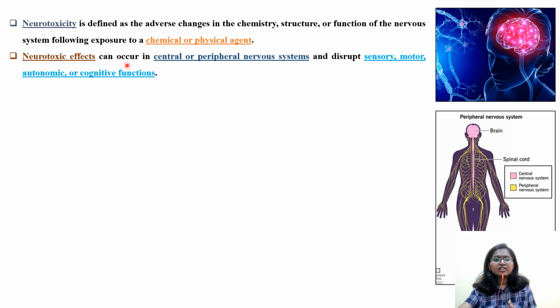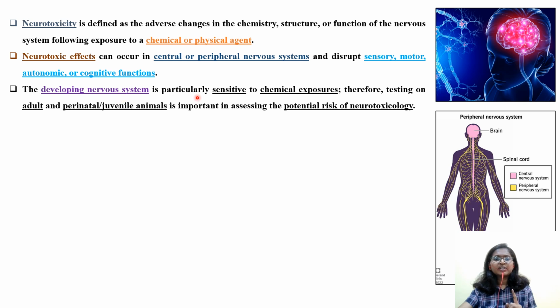Next, neurotoxic effects can occur in the central or peripheral nervous system. So this is your central nervous system, the pink one, and this is the peripheral nervous system. So it can affect both systems and disrupt sensory, motor, autonomic, and cognitive functions. So memory also will get impaired because of these neurotoxic effects. Next, the developing nervous system is particularly sensitive to chemical exposures. This is very important. What type of species you have to use, whether adult species or juvenile species, is important. Therefore, testing on adult and prenatal or juvenile animals is important in assessing the potential risk of neurotoxicology. So it is saying that juvenile animals and prenatal animals are also important species to conduct neurotoxicity studies.